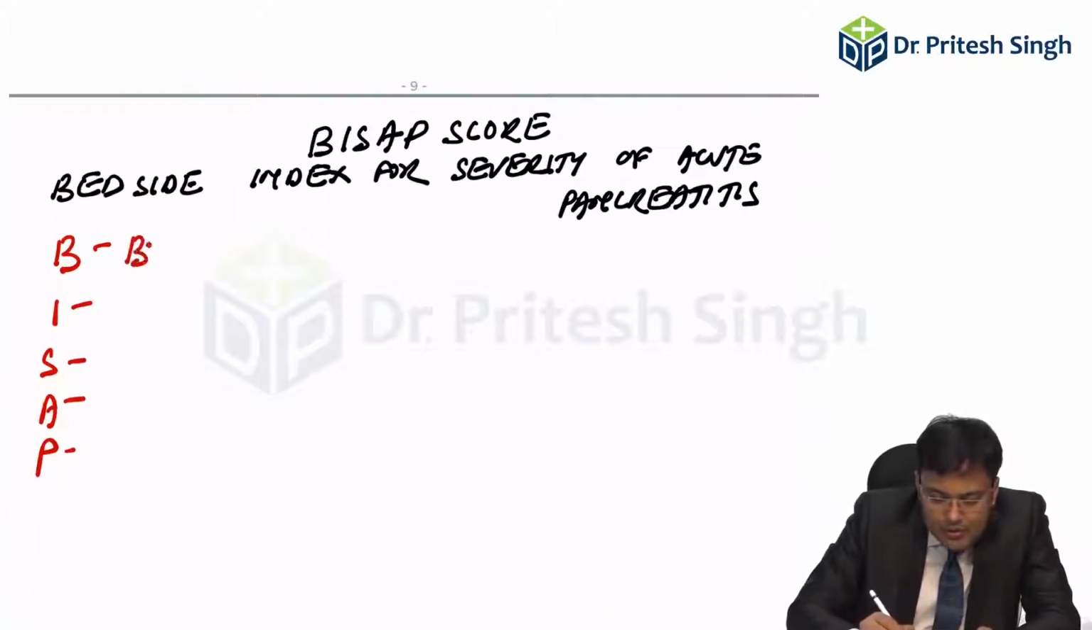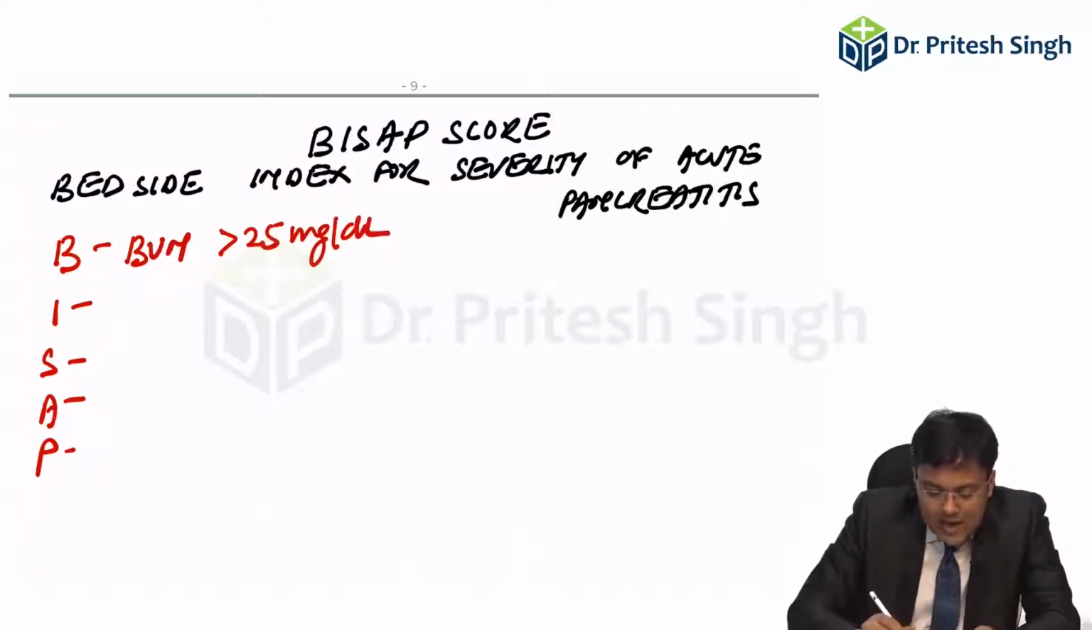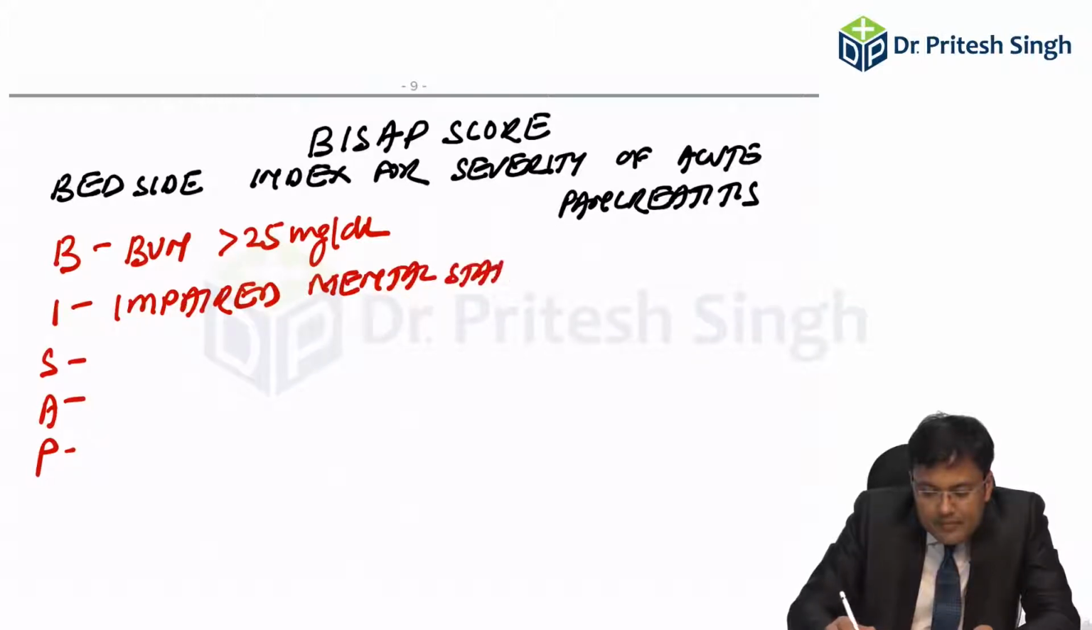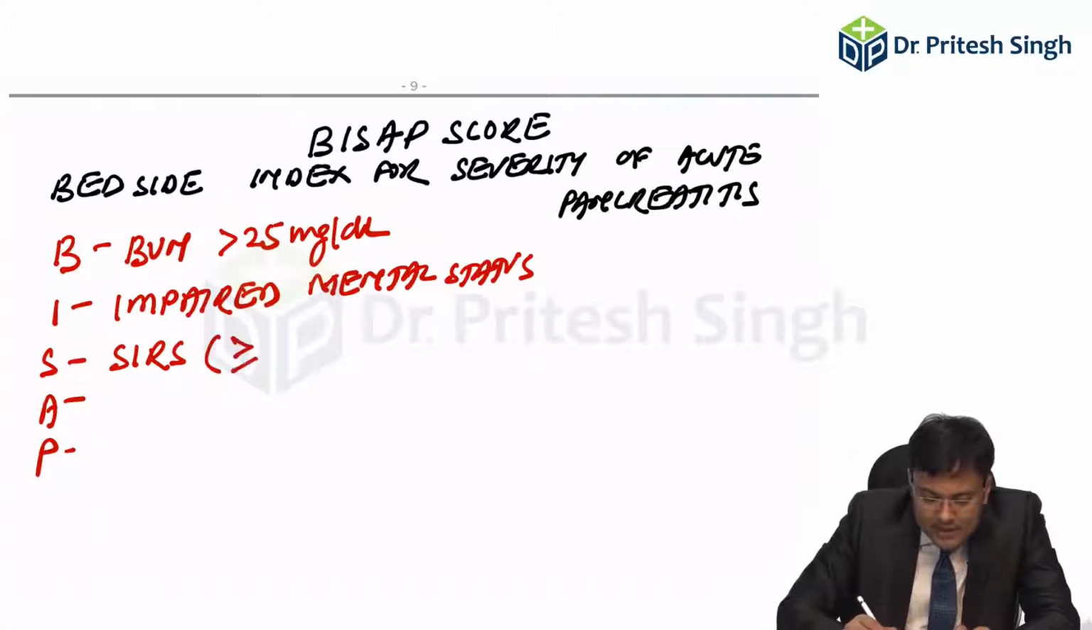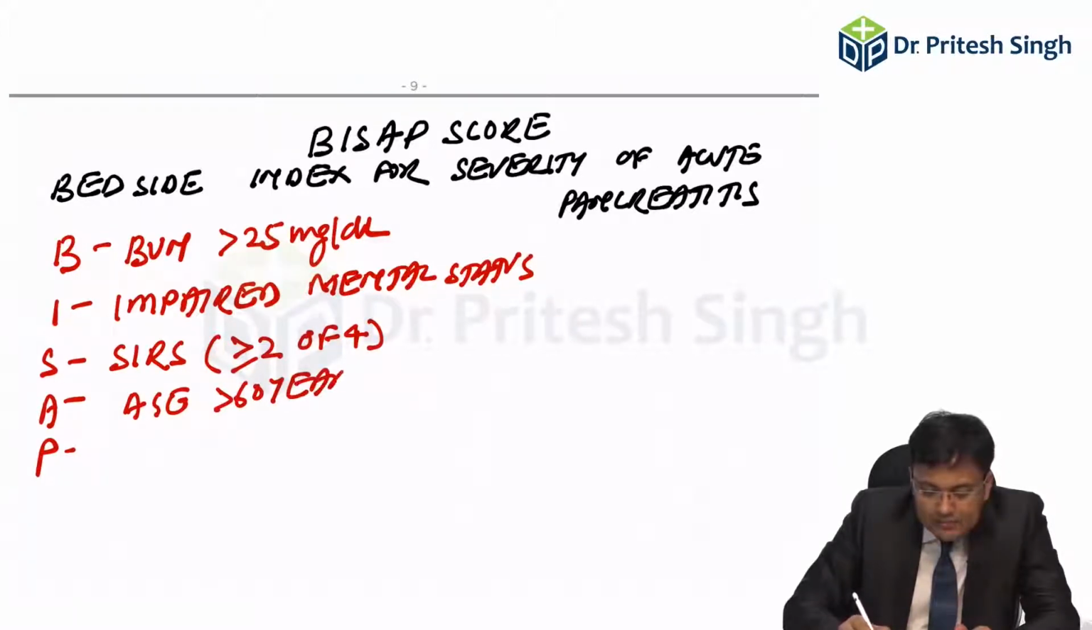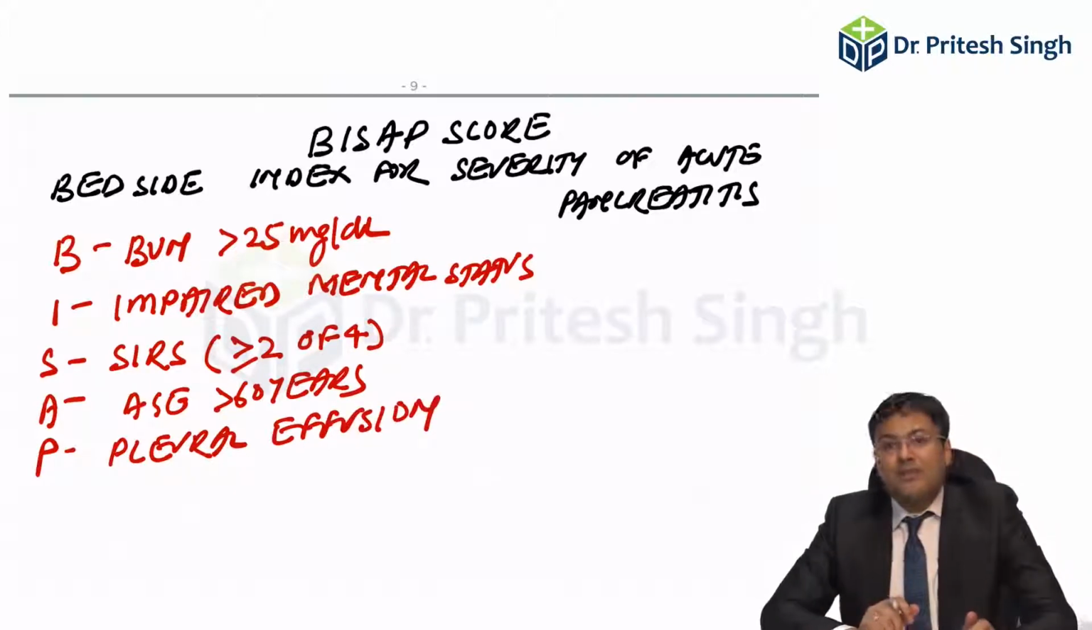B. Blood urea nitrogen. How much? More than 25 milligram per deciliter. I. Impaired mental status. S. SIRS, systemic inflammatory response syndrome. There are 4 parameters in which more than or equal to 2 of 4 are present. A. Age more than 60 years. And B. Pleural effusion. So these are 5 parameters of Bishop score.